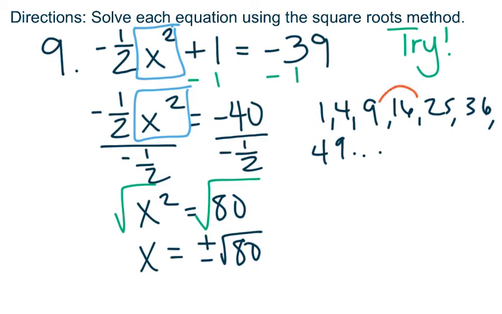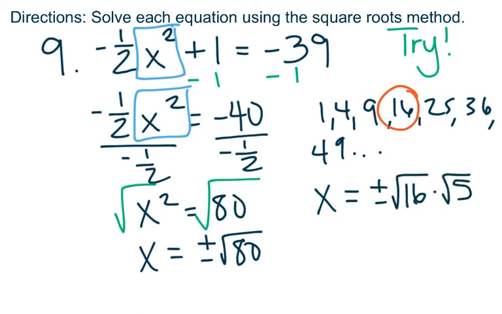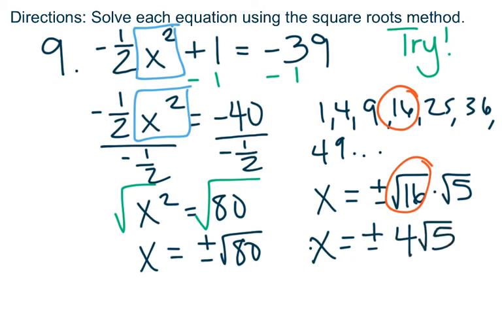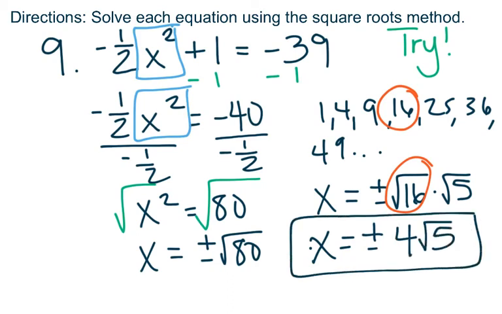So I got 16. Alright, so x equals plus or minus the square root of 16 times the square root of 5. And then I know that the square root of 16 is 4, so my answer is x equals plus or minus 4 square roots of 5. 5 is a prime number, can't be broken down any further.